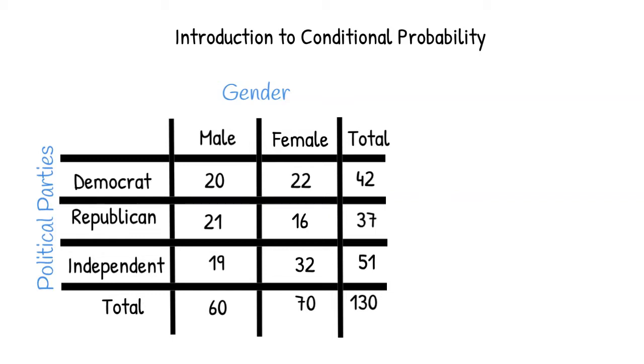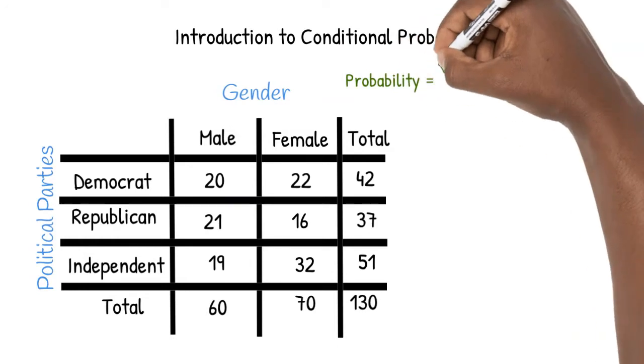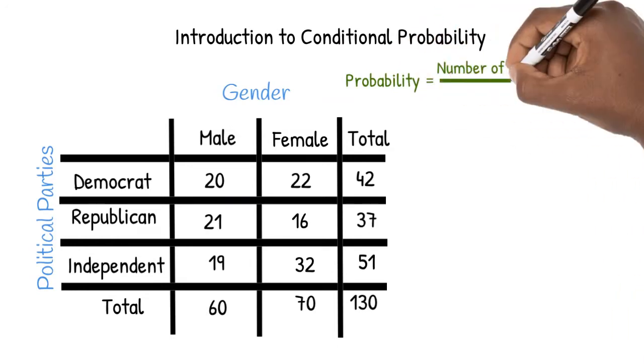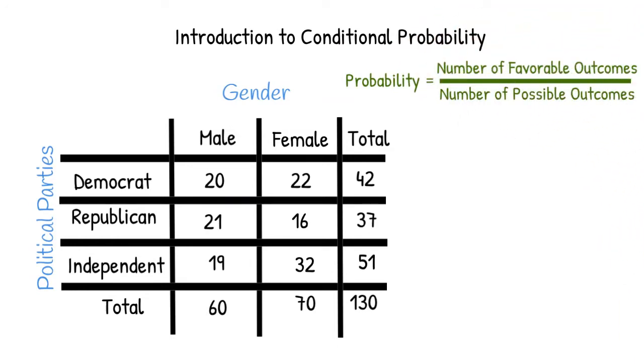In a previous video, we looked at contingency tables. In this contingency table, we see the breakdown of people, their political parties, and their genders. You may remember that probability is the number of favorable outcomes over the total number of possible outcomes. With that, we can find various probabilities from the contingency table.